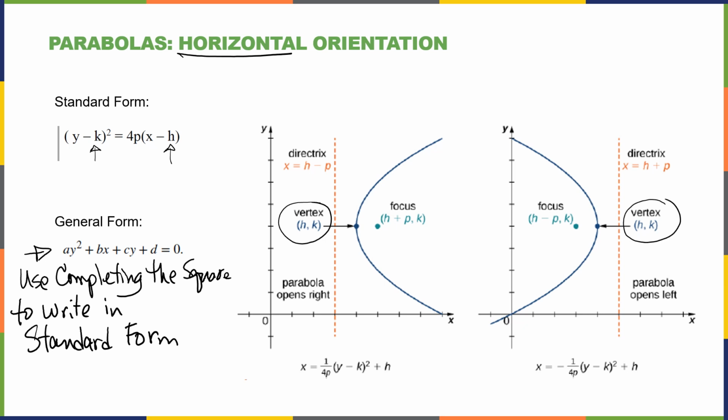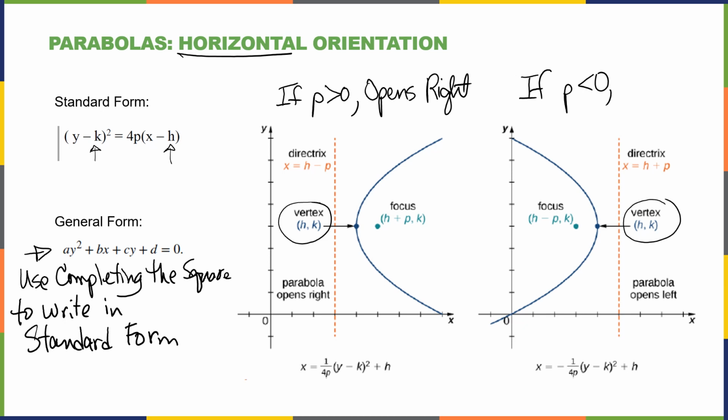If p is positive, then the parabola opens to the right, and if p is negative, the parabola opens to the left. And you have the equations for your directrix or your focus in each of those scenarios.